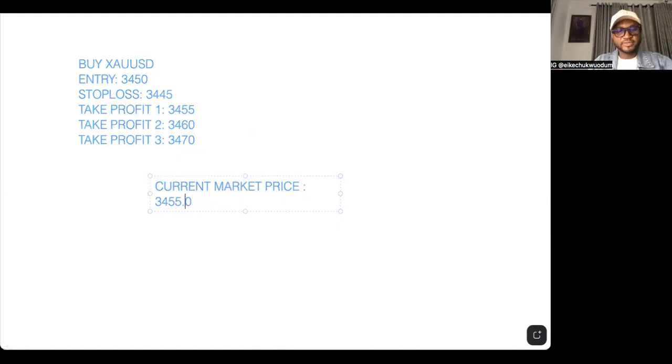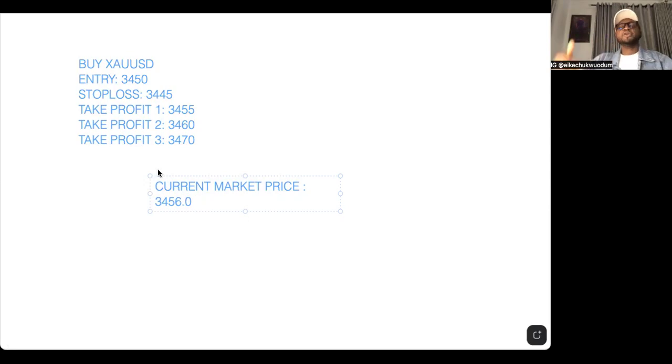This is 52 pips. This is 53 pips. This is 54 pips. This is 55 pips. This is 56 pips. This is 57 pips. 58 pips. 59 pips. Now, when this guy changes, now we've entered 60 pips. From the entry price to this price, price has now moved by 60 pips in profits.